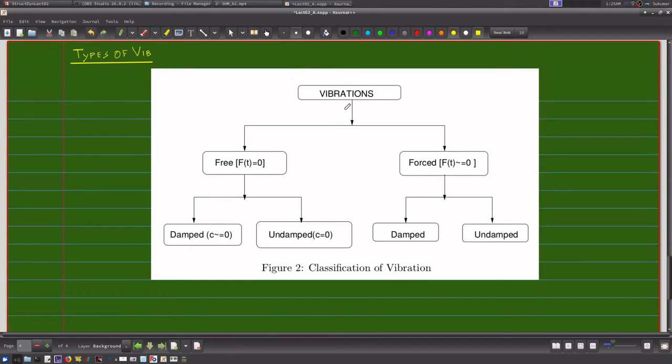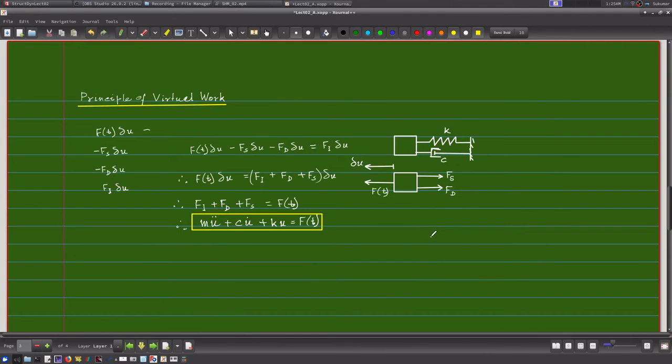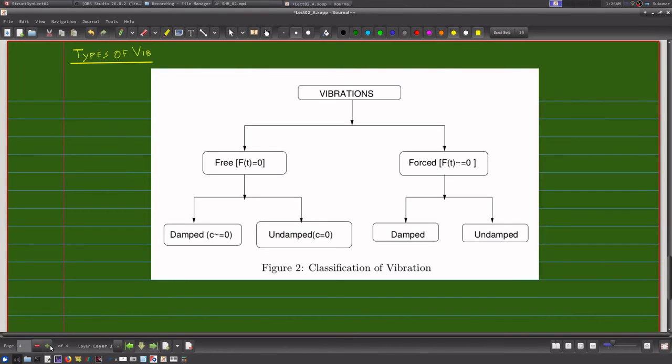Now the types of vibrations, we can basically divide the vibrations into two types. One is free vibration, the other is forced vibration. While deriving the equation of motion, we have always considered an external dynamic load for simplicity. But in reality, I may not have any external dynamic load during the vibration.